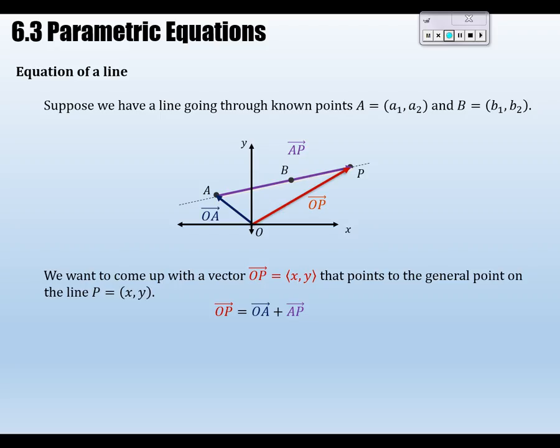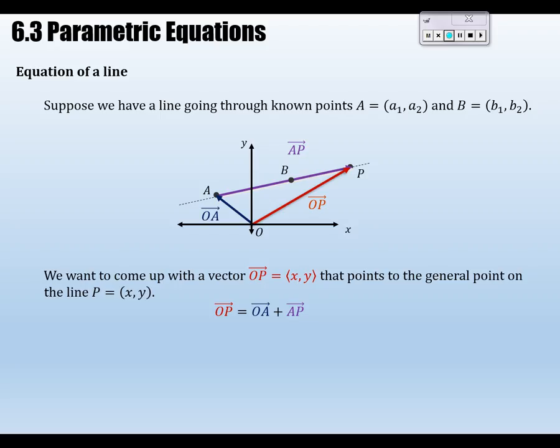Now, why would I bring AP into the mix? Well, what we have right now is good. We said we wanted a vector OP that points to a generic point xy on a line. But what we haven't yet invoked is point B. We just haven't even mentioned it yet. But now we're ready to mention it. I don't know too much about AP, this vector that we highlighted in purple, but I do know that it has an interesting relationship to a vector I can get, and that's AB.